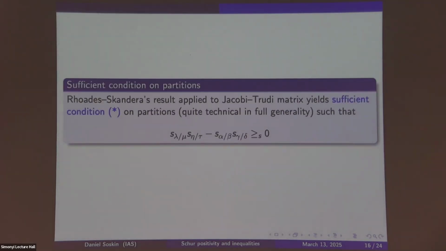Well, so what we can do, we can take this Skandera-Rhodes theorem and apply it to the Jacobi-Trudi matrix, and we can obtain a sufficient condition for when an equality between products of two Schur functions holds. It's not going to be a criterion because it's a specific matrix. So some immanants could be equal to 0 on the Jacobi-Trudi matrix. Thus, we will just get a sufficient condition.